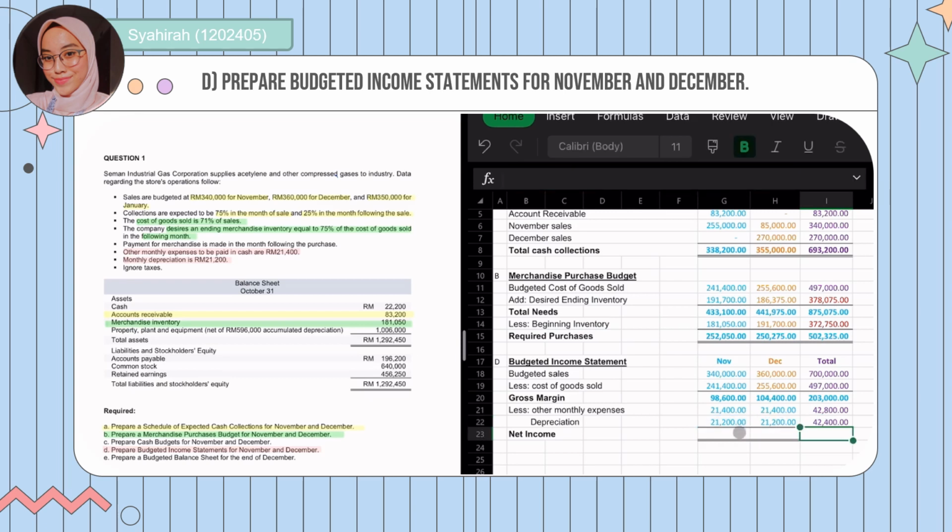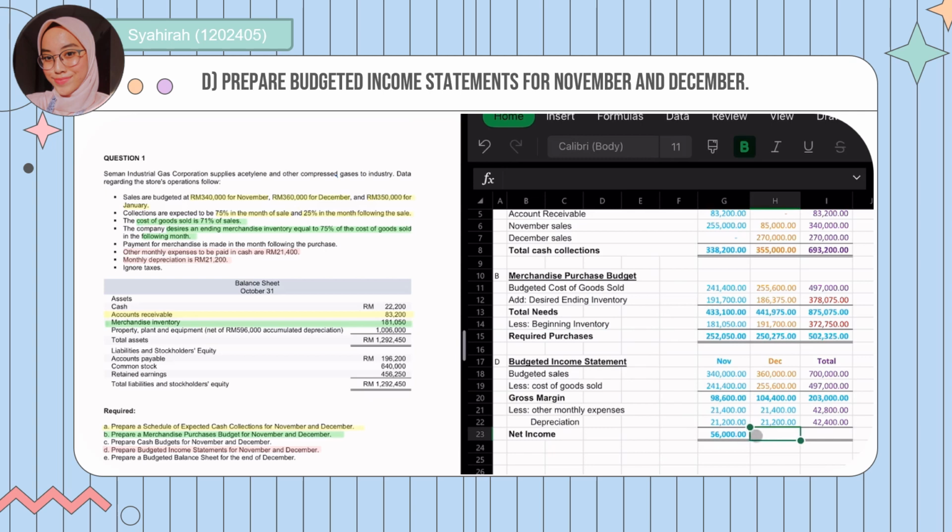Okay, and then we have to calculate the net income, which is doing like this, which is the gross margin. We take the amount of gross margin for November, and then we minus with each of these expenses, which is just minus this, and then minus depreciation, and then you will get 56,000.